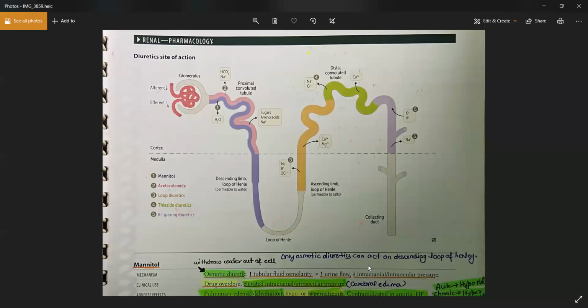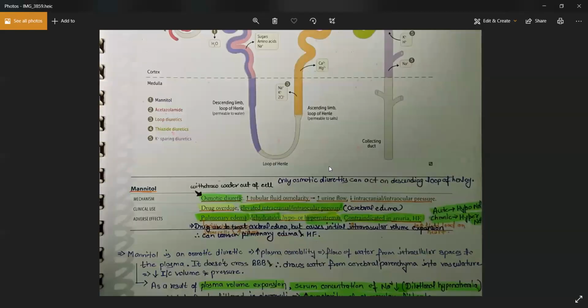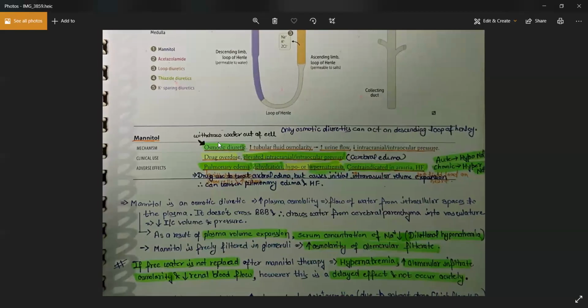So let's discuss all these drugs one by one. First, you have mannitol, which is an osmotic diuretic. It is osmotically active, and that's why whenever it is present, it will draw the water with it. You give the patient the drug, and it will remain intravascular only. Whenever you have fluid in the extracellular space, in the interstitium, if you give the patient this drug, it will draw all the fluid into the intravascular space.